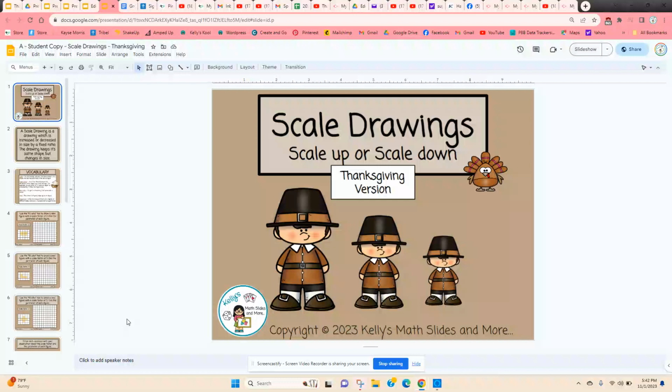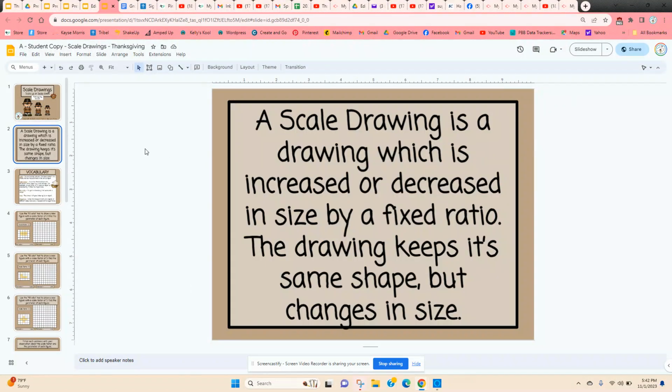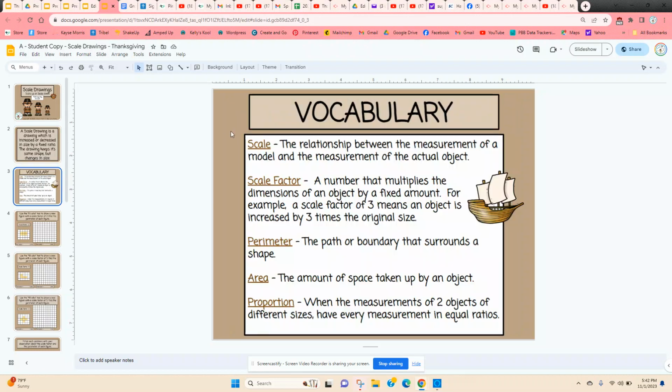Scale Drawings. This is a digital lesson on scaling up and scaling down, and this is the Thanksgiving version. This is a lot of fun for the students. They get to use the fill color feature of Google Slides to create their new drawings. It starts with a definition of what a scale drawing is, and then it gives the students some definitions. They're going to need all of these vocabulary words on the final slide, so they can refer back to slide 3 if they need to.